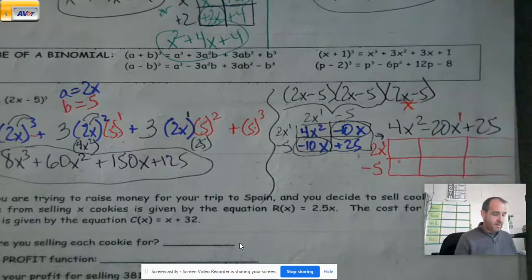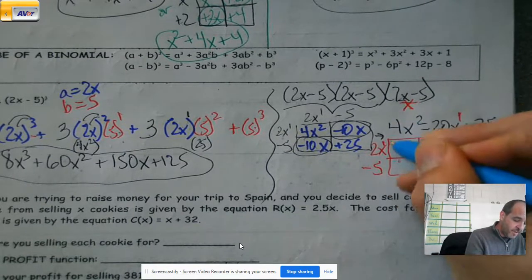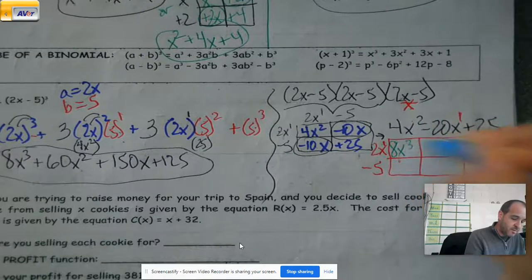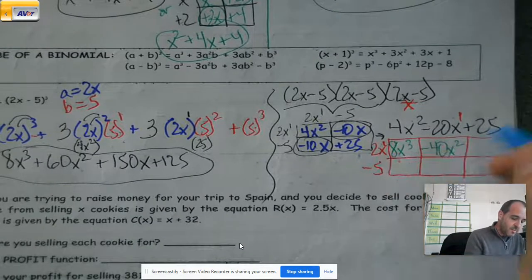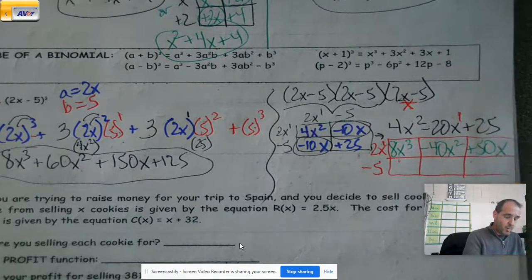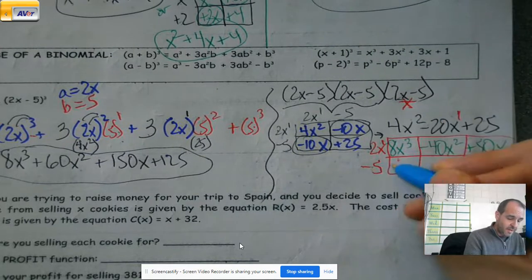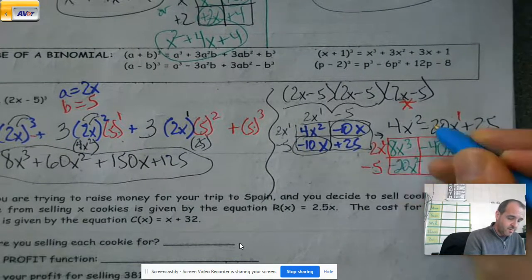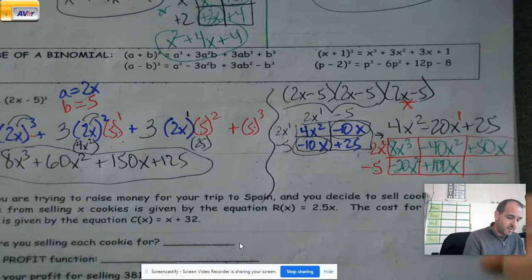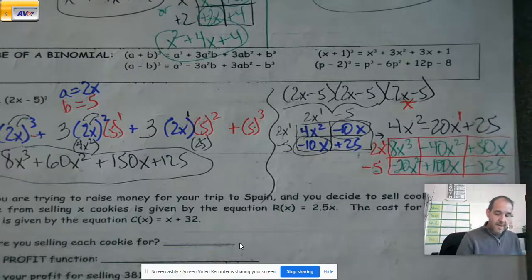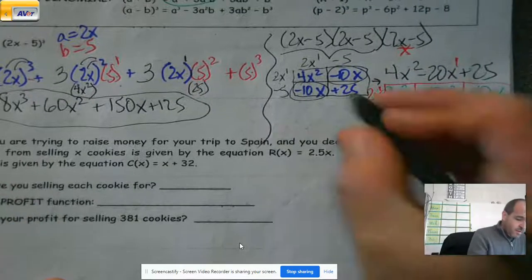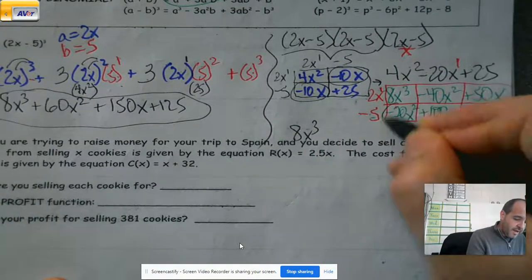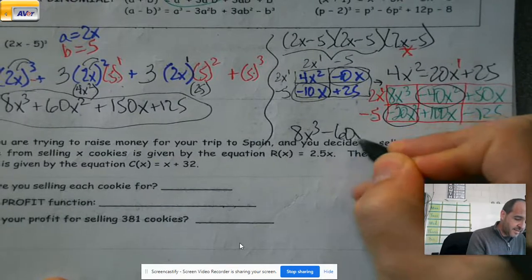So I go ahead, and now I have this one last box that I'm going to fill in. And again, multiply coefficients, add exponents. Multiply coefficients, add exponents. Multiply coefficients, no exponents to add. Multiply coefficients, and check this out. Oops, move that up a little bit. 8x to the third, negative 20 and negative 40 is negative 60x squared.